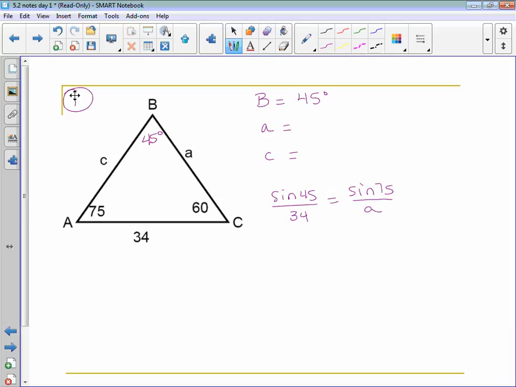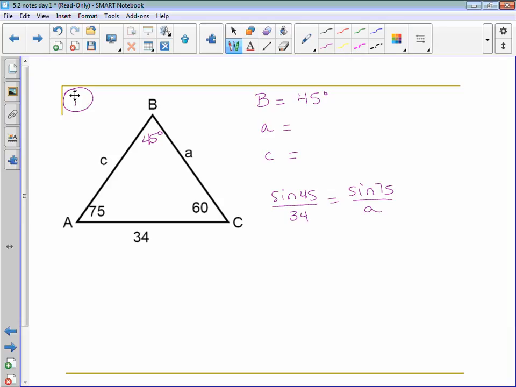And now we just have to solve our proportions. No idea. It's not mine. This person is. What is hard about this?